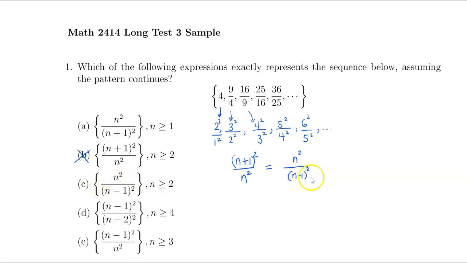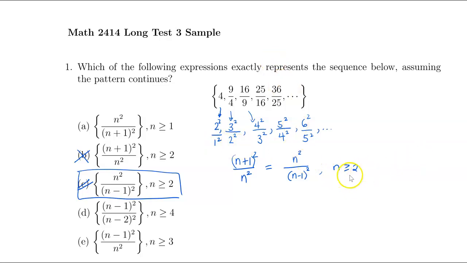So here n starts at 2. If n is equal to 2, 2 minus 1 is 1, so that gives you 1 squared. And you will have n squared, 2 squared, in the numerator. So that's the first term. Okay, so that means that letter C is the answer, because here n is greater than or equal to 2.